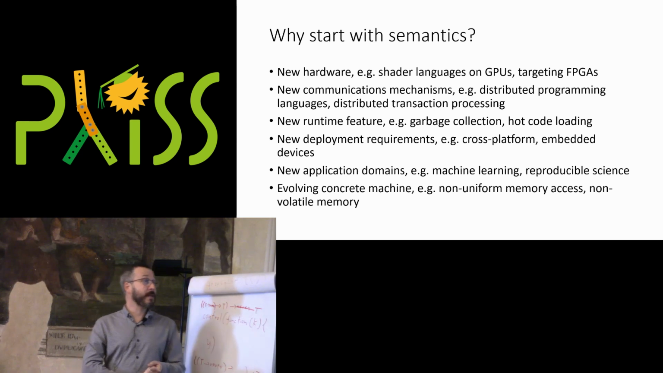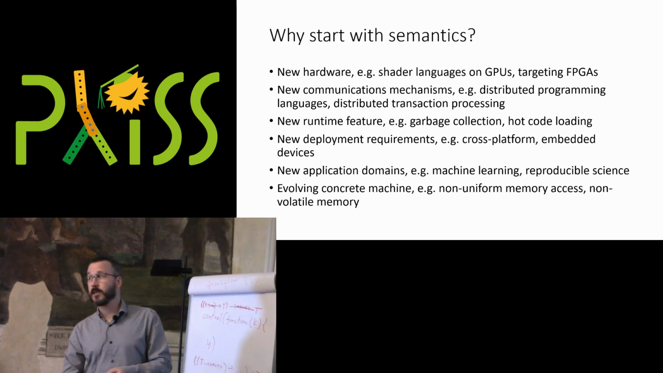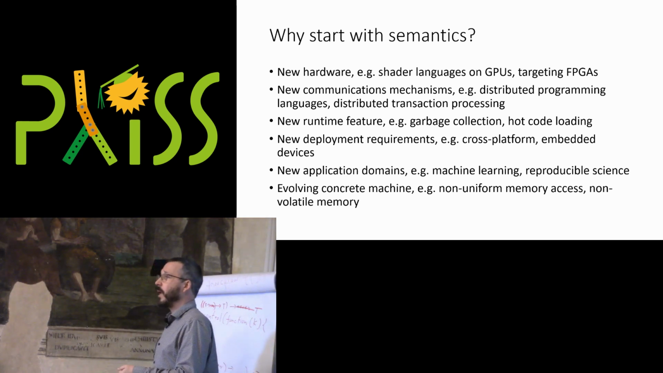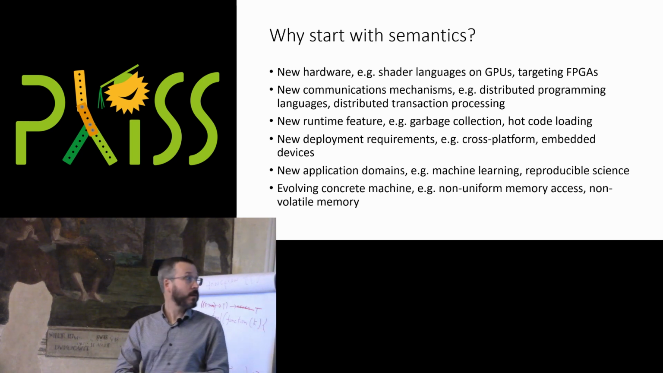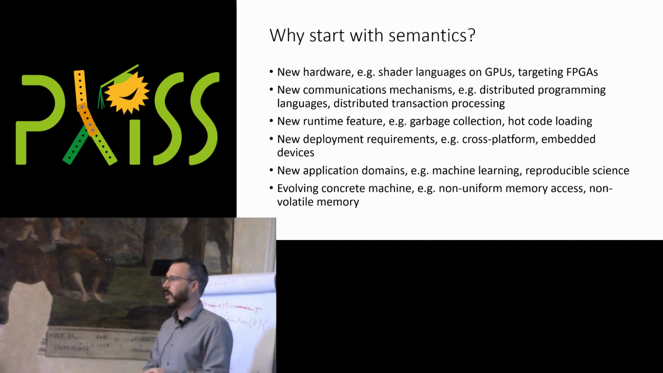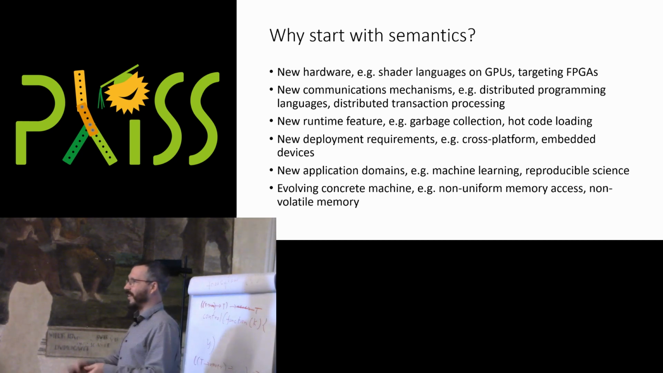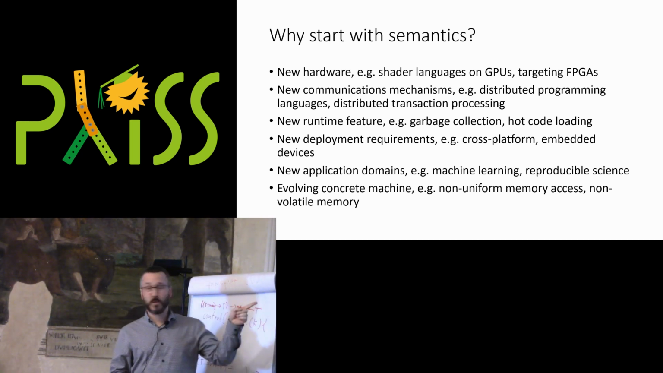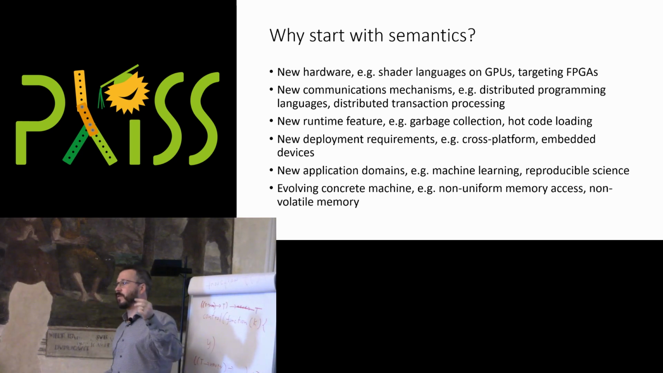New application domains. So machine learning and reproducible science are driving a lot of this right now, as well they should. It's a huge area. But evolving concrete machines, that's important too. And funnily enough, Mario talked about some of this with non-volatile memory.